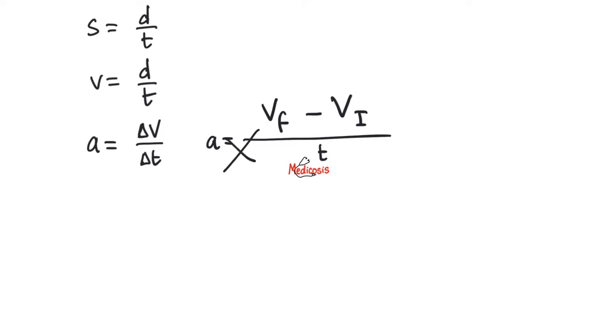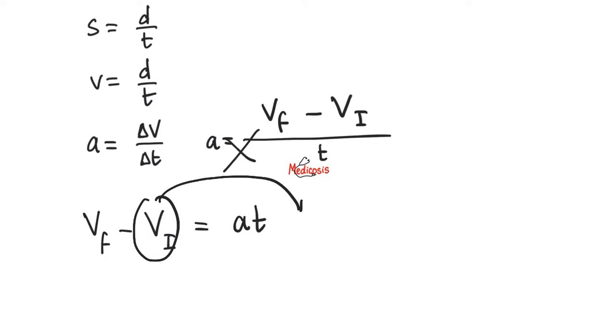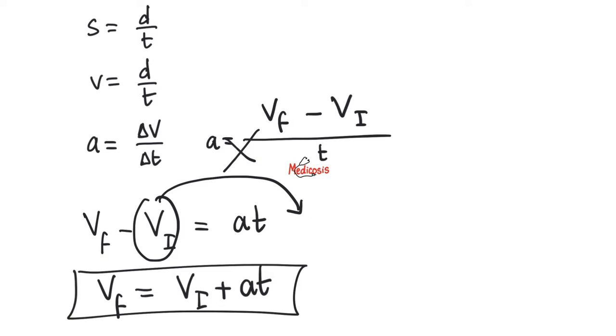Cross multiplication once again, and you have velocity final minus velocity initial equals acceleration multiplied by time. We can kick the gluteus maximus to the other side by changing the sign into positive, so you have final velocity equals vi plus at. So the final velocity equals initial velocity plus acceleration multiplied by time, and that's the second equation for you.